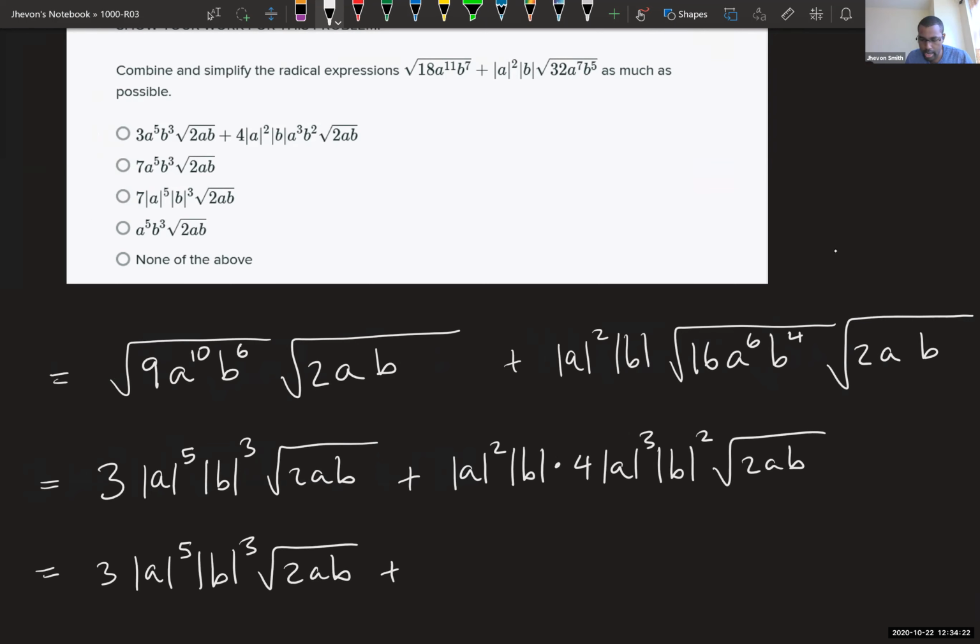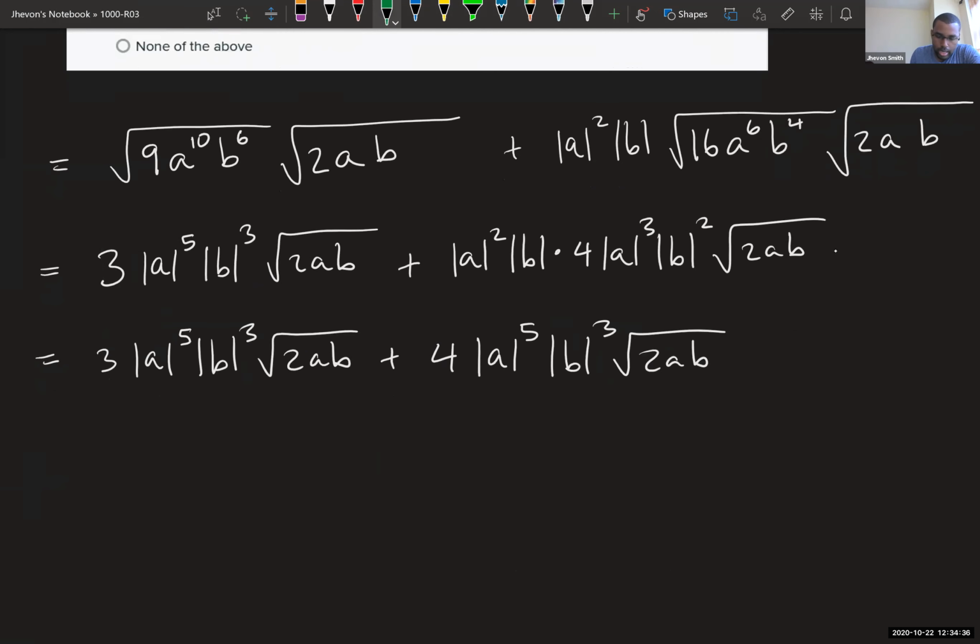Here I have the absolute value of a squared times absolute value of a cubed. I have the 4 in the front, so that's absolute value a to the 5th. I have absolute value of b cubed, and I have that. Notice that these two now are the same. So it's like I have 3 apples plus 4 apples. I have 7 apples.